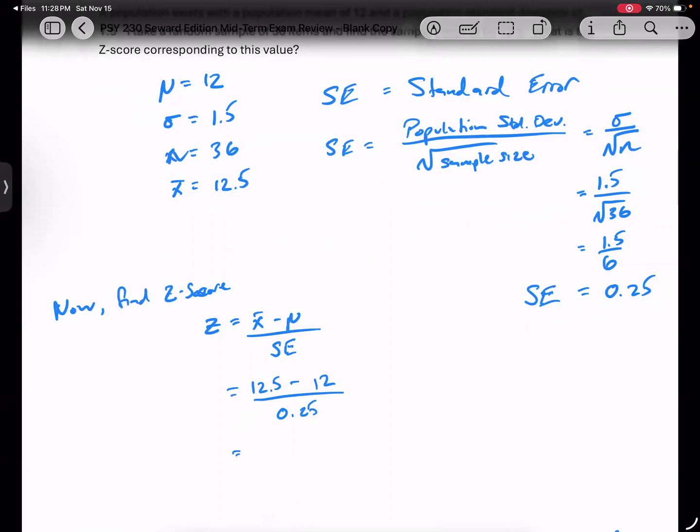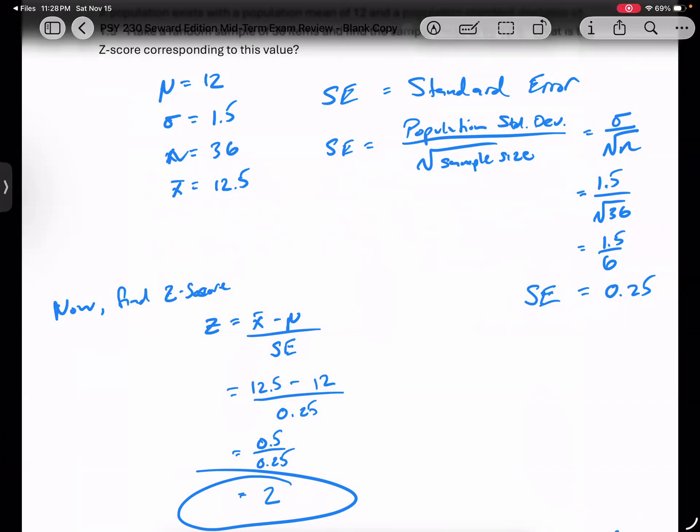And when you do that, you're going to get 12.5 minus 12 is 0.5, 0.5 divided by 0.25. When you put that in your calculator, you actually get the number 2. So the z-score would be 2 in this problem.